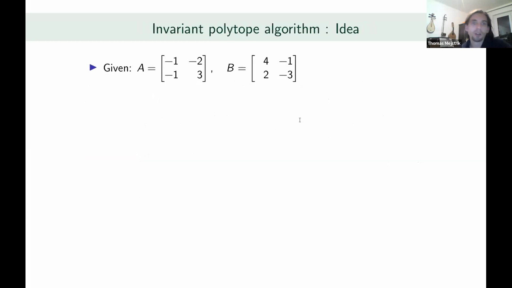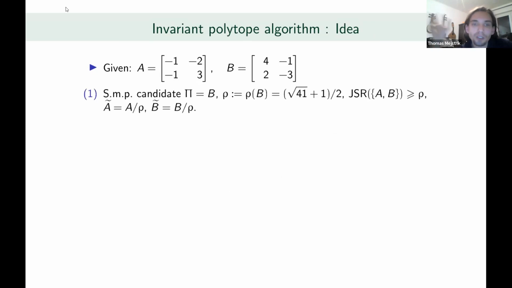I will show how the IPA works now on a concrete example. So we have two matrices. The example is in 2D, so I can draw beautiful pictures.